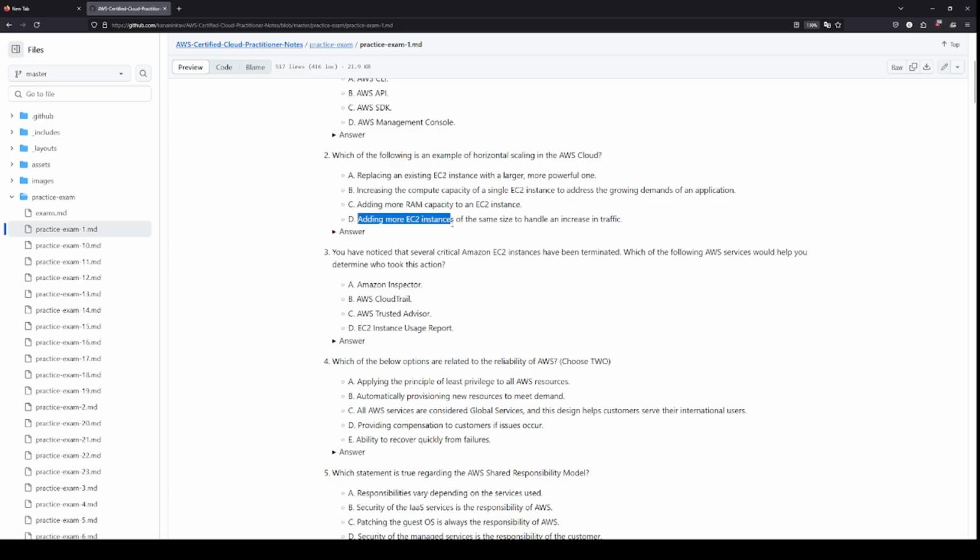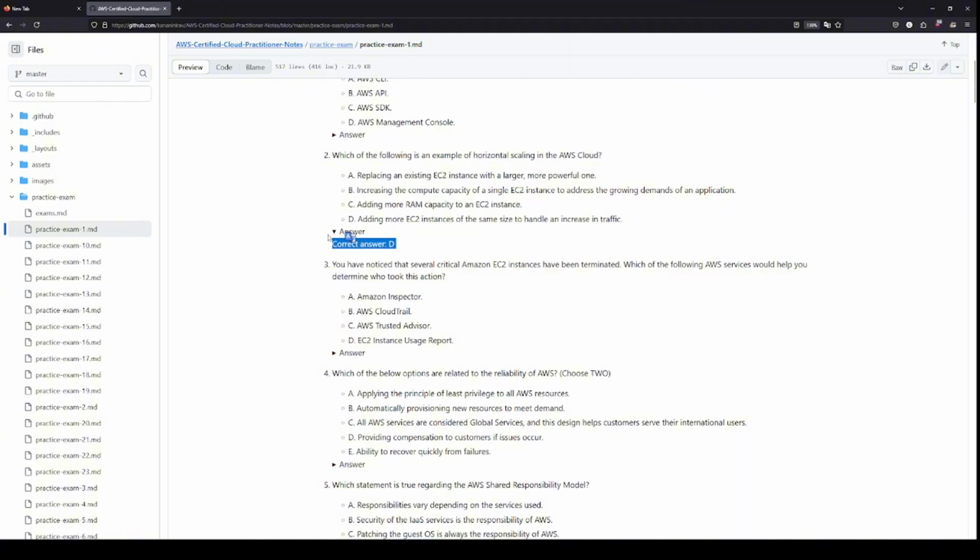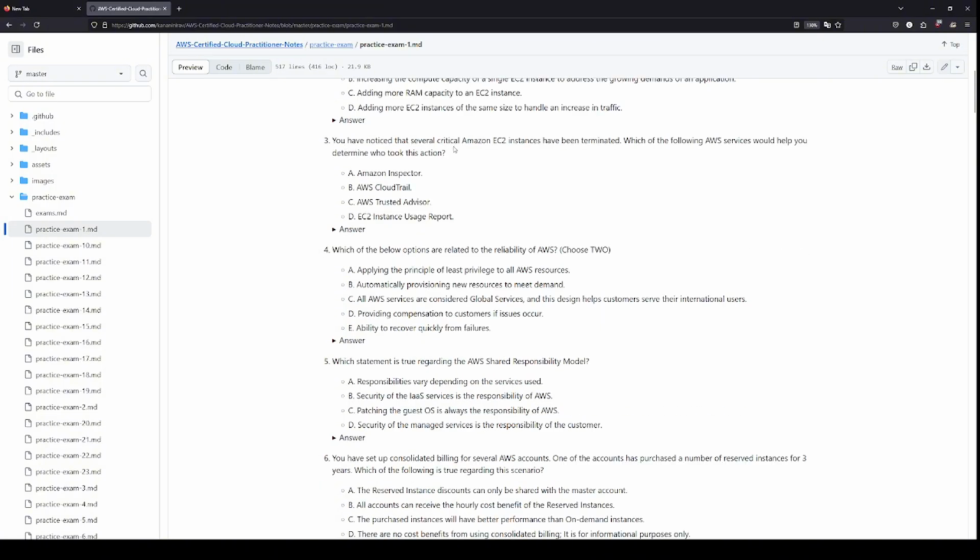D, adding more EC2 instances of the same size to handle an increase in traffic. This is the answer that we're looking for because we're adding more EC2 instances. So that's scaling outwards horizontally. Yep, and there's our answer, D. Number 3, you've noticed that several critical EC2 instances have been terminated. Which of the following AWS services would help you determine who took this action? So we have A, Amazon Inspector, B, AWS CloudTrail, C, AWS Trusted Advisor, and D, EC2 Instance Usage Report.